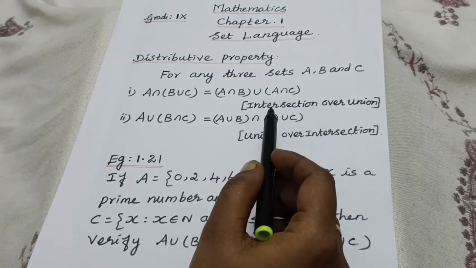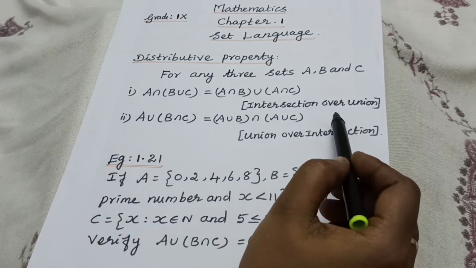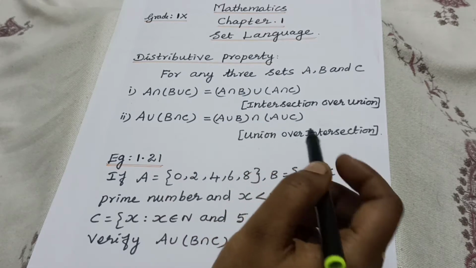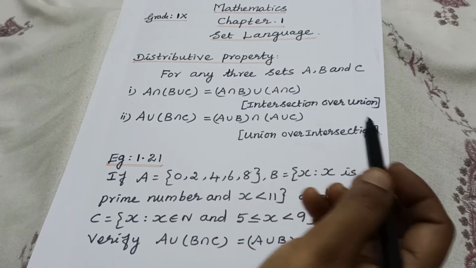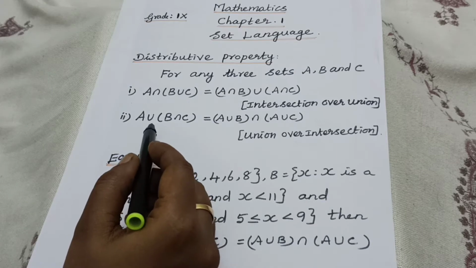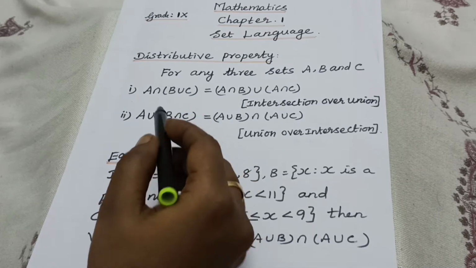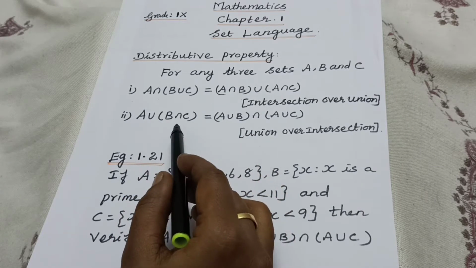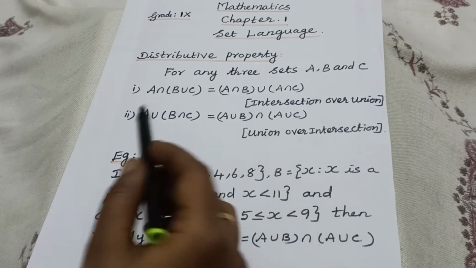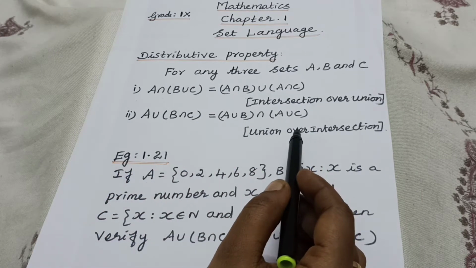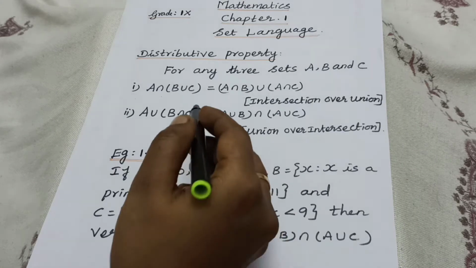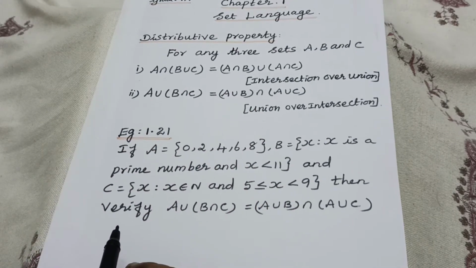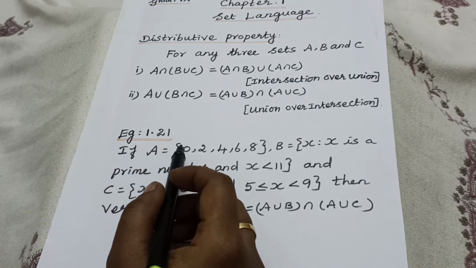Have you understood? That means intersection over union. Then here, union over intersection. That means A union (B intersection C) is equal to (A union B) intersection (A union C). Have you understood? With the help of this property you have to do the sums. First one, example 1.21.